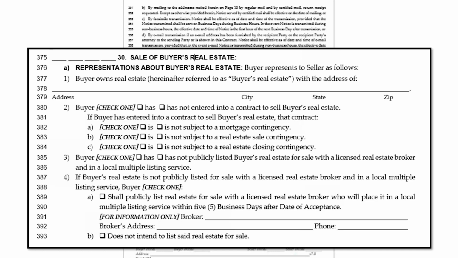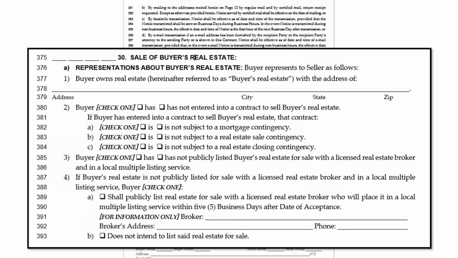So if your buyer cannot close and own 2 houses, it makes sense that you would make the purchase of my seller's house contingent on the closing, not the sale, but the closing of your buyer's house. So in this case, number 2, he has entered into a contract. And now A, B, and C are all about that contract.